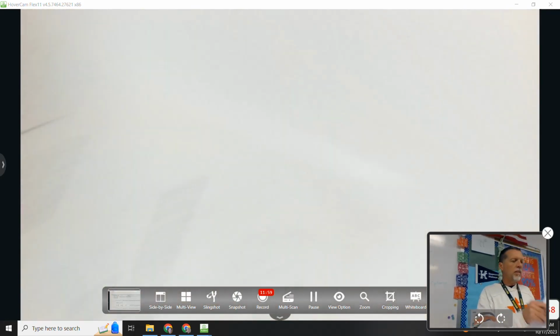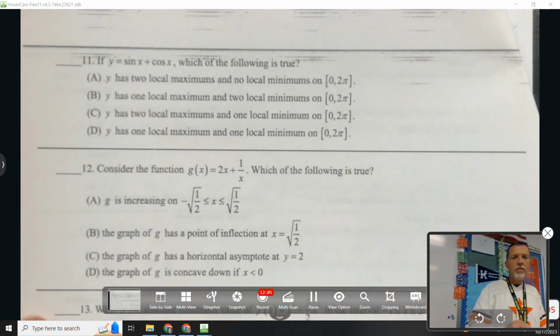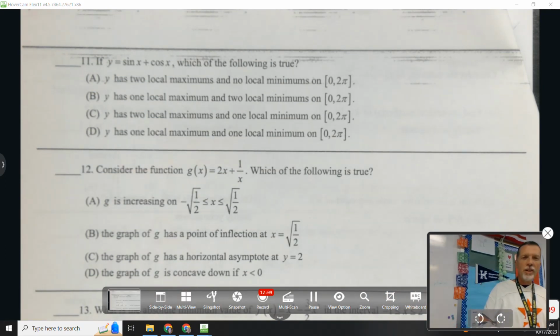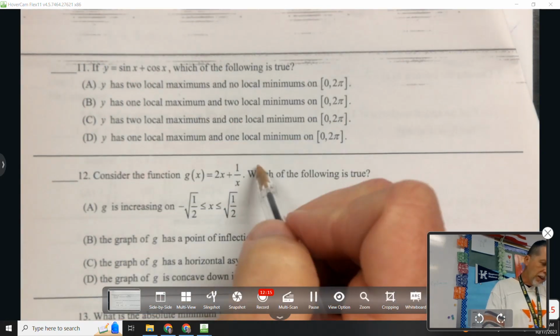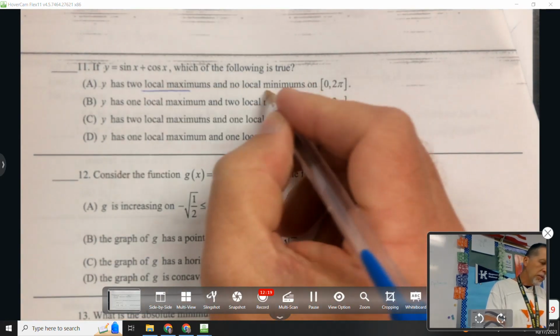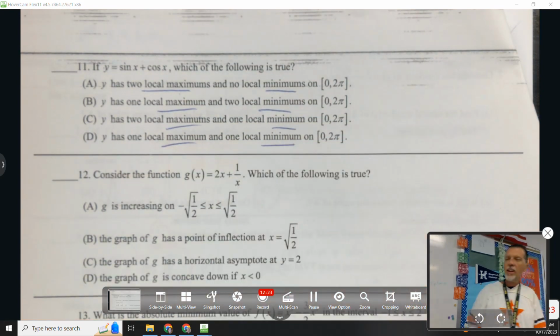Number 11. If y equals sine of x plus cosine of x, so much about avoiding sines and cosines, which of the following is true? Local max, local mins, how many between 0 and 2 pi? Well, maximums and minimums, that sounds like f prime stuff. So let's take a derivative and figure out where things are increasing and decreasing.